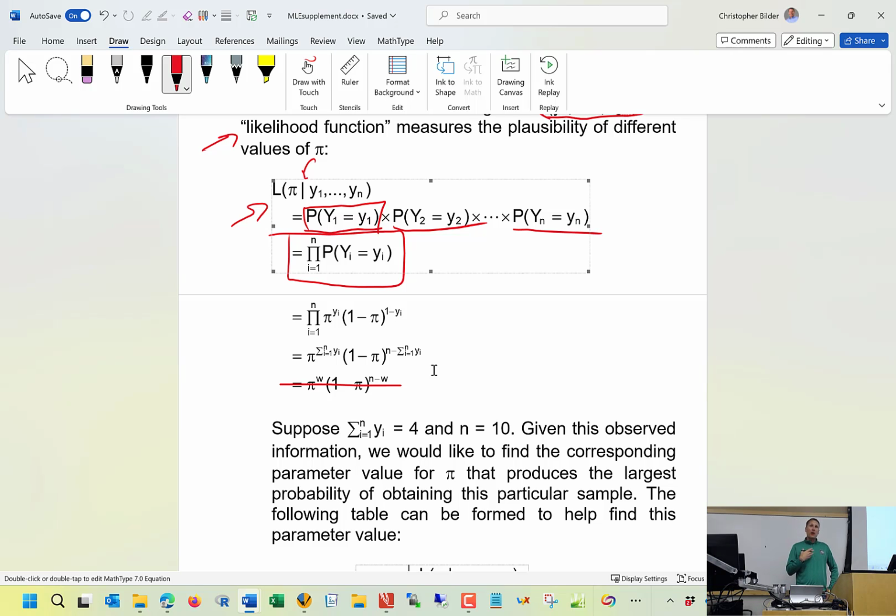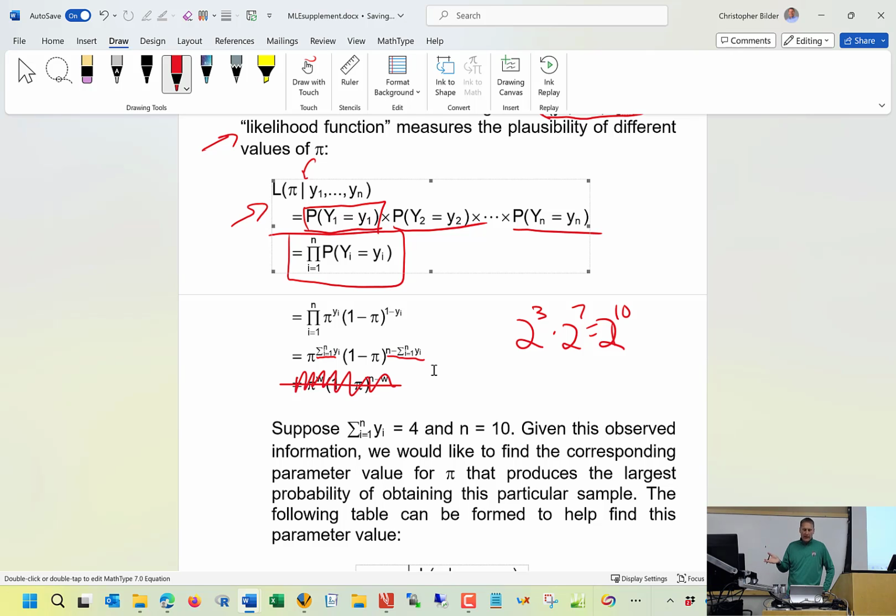Then I can use properties of working with exponents. Just to make sure you see this, if I had, let's say, 2 to the third power times 2 to the 7th power, that would be 2 to the 10th power. I just add the stuff that's in the exponent. So that's why I have the sum of the y's and n minus the sum of the y's there. And you can just delete that very last line of that equation there.